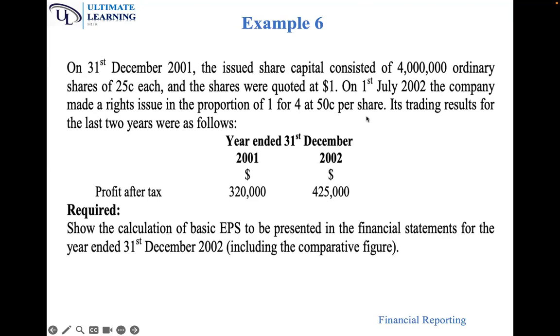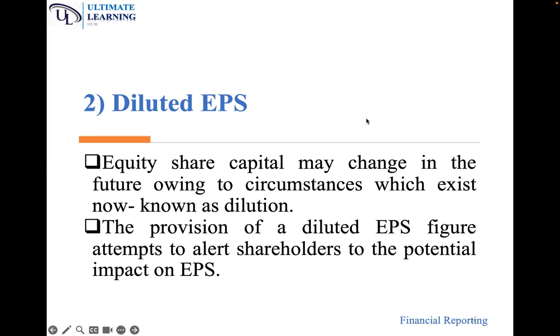In the next session, we will look at diluted EPS. Remember, we explained dilution as a decrease in earnings per share or an increase in loss per share resulting from the assumption that convertible instruments are converted, options or warrants are exercised, or new shares are issued upon satisfaction of certain conditions.